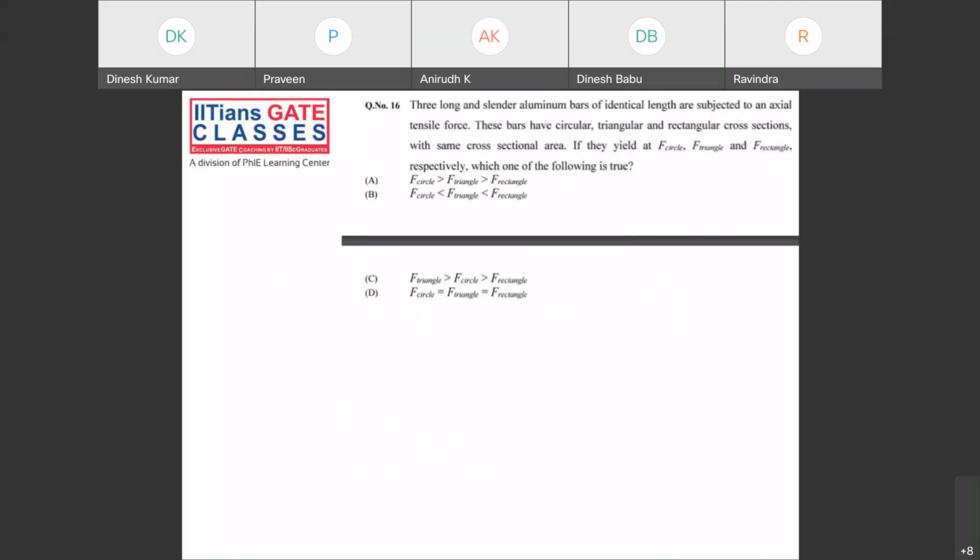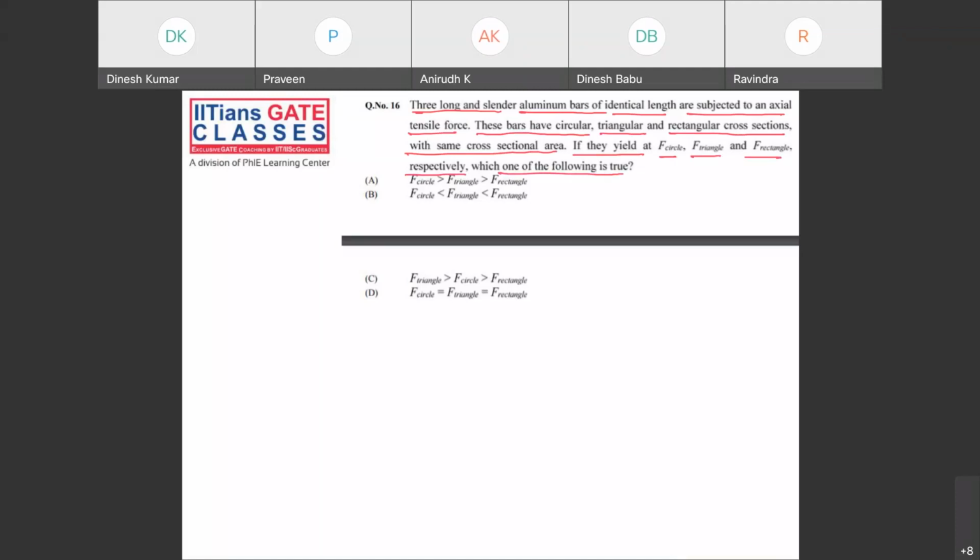So what is the question? Three long and slender aluminum bars of identical lengths are subjected to an axial tensile force. These bars have circular, triangular, and rectangular cross sections with the same cross-sectional area. If they yield at F circle, F triangle, and F rectangle respectively, which one of the following is true?